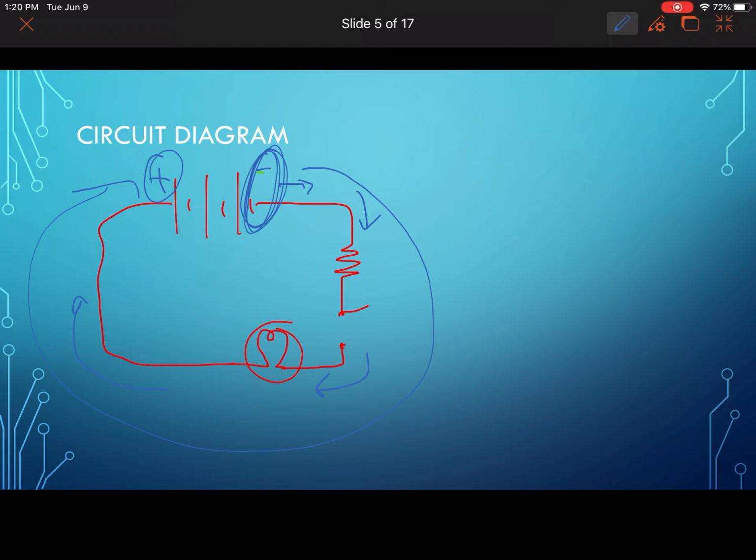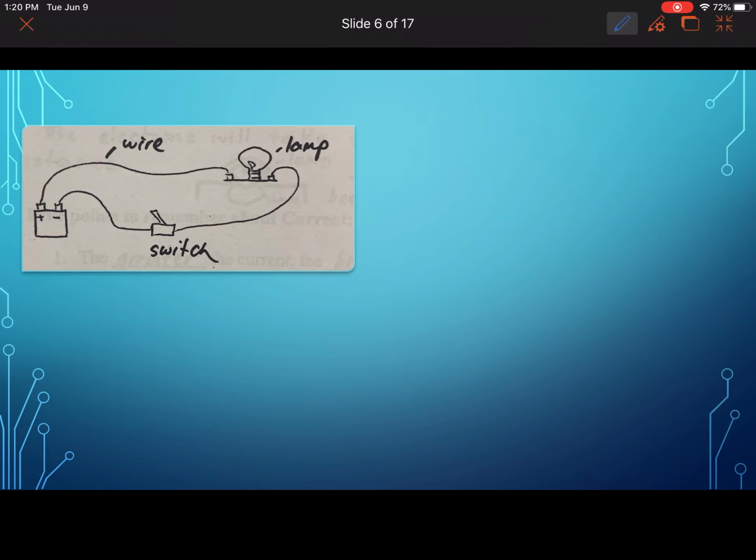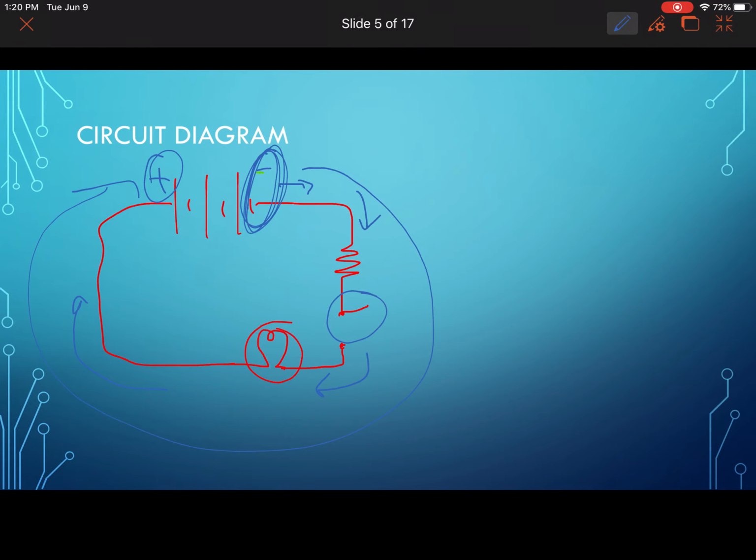And the electrons are going to flow when the switch is closed. So that switch has to be closed in order for it to flow. Now when you draw your diagram, just draw the red parts, not the blue parts. Okay, flip your page over.